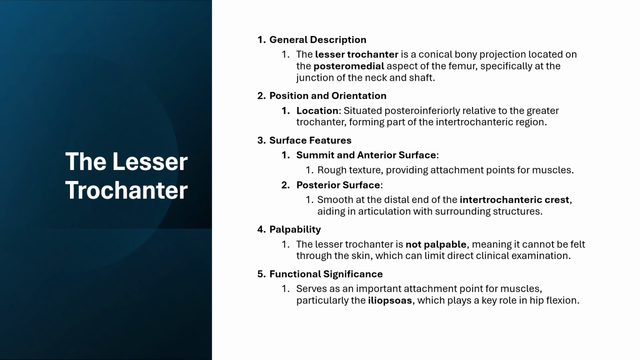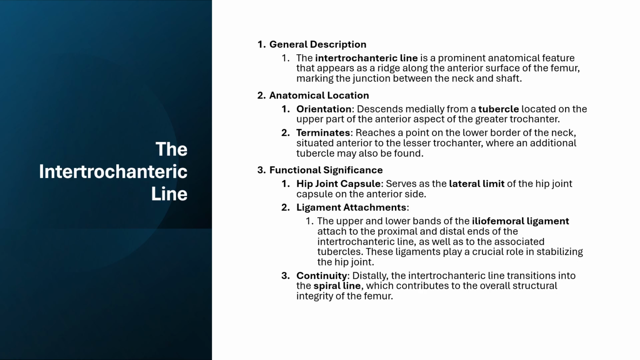It has an anterior surface and a posterior surface. The anterior surface is rough in texture, providing attachment points for muscles, and the posterior surface is smooth at the distal end of the intertrochanteric crest, aiding in articulation with the surrounding structures. The lesser trochanter is not palpable, meaning it cannot be felt through the skin, which can limit direct clinical examination. Its significance is that it is an important attachment point for muscles, particularly the iliopsoas, which plays a key role in hip flexion.